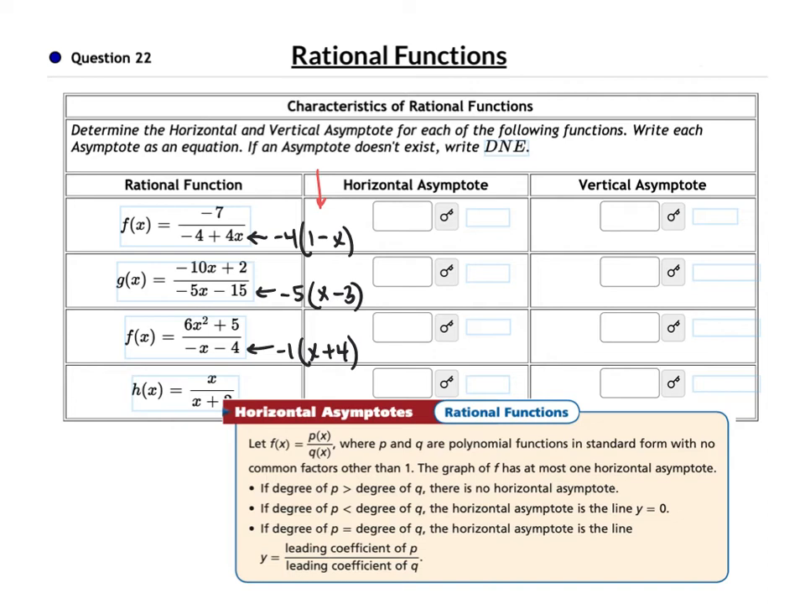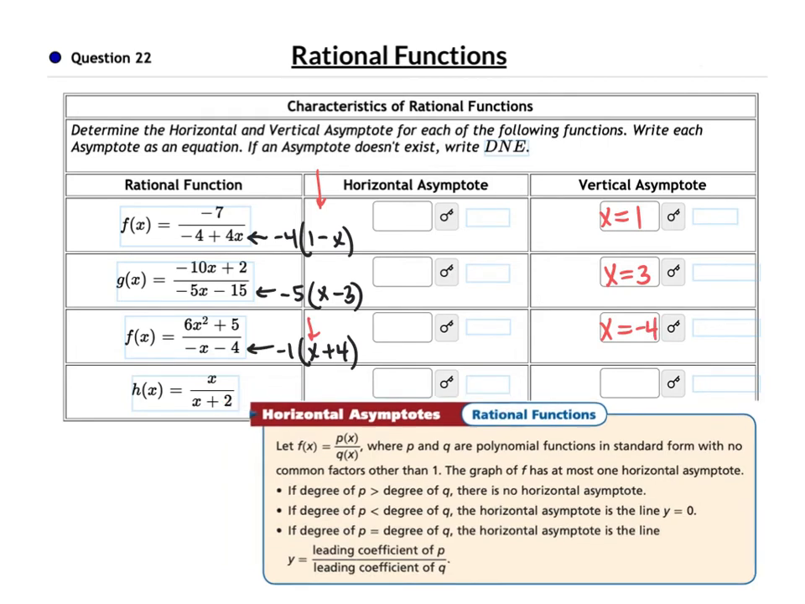These are the vertical asymptotes. I can see in the first one that x can't be 1. So the asymptote is x equal 1. In the second one, I can see that x can't be 3. That means the vertical asymptote is x equal 3. In the third one, I can see that x cannot be negative 4 because negative 4 plus 4 is 0. We have an asymptote then at x equal negative 4. And for the last one, x could not be negative 2. So x equal negative 2 is our asymptote.